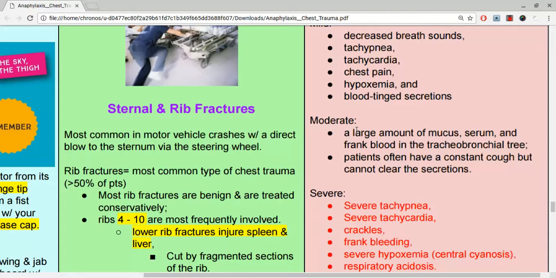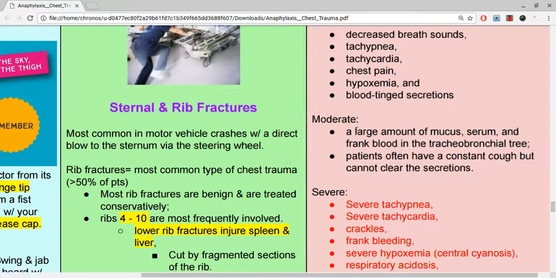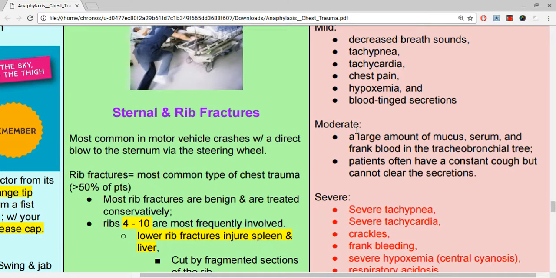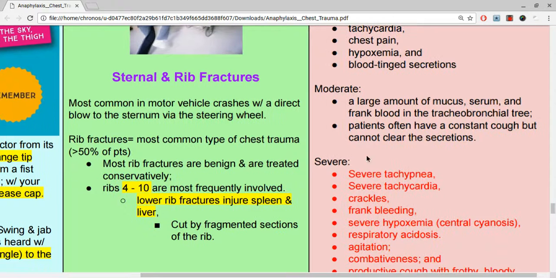In moderate pulmonary contusions, you're going to have a large amount of mucus, a large amount of serum, a large amount of blood inside of your chest, okay? And the patient's going to have a constant cough, but they're not going to be able to clear their secretions. They're not going to be able to clear all the crap that's in their lungs.